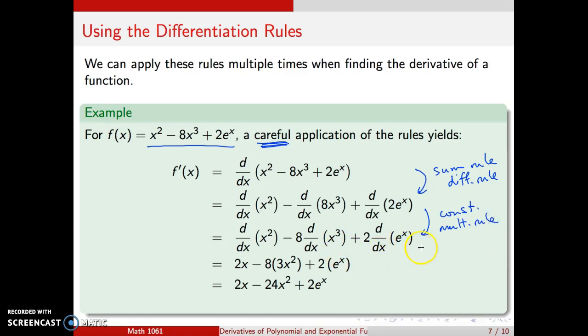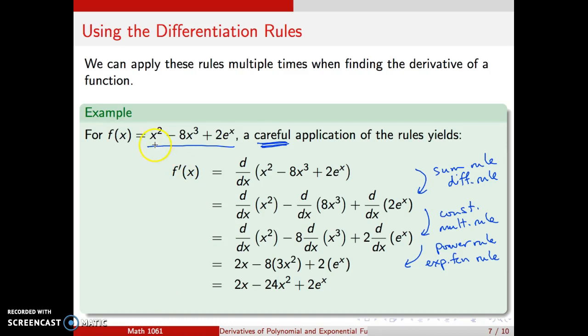And then from here to here, it's the power rule along with the exponential function rule. And then here it's just bookkeeping. Now in practice, with some practice, this sort of thing is going to be easy, relatively speaking. It's going to be easy for you.